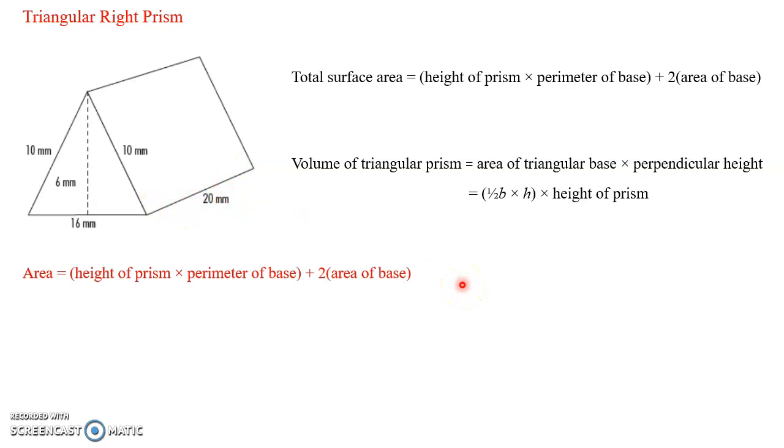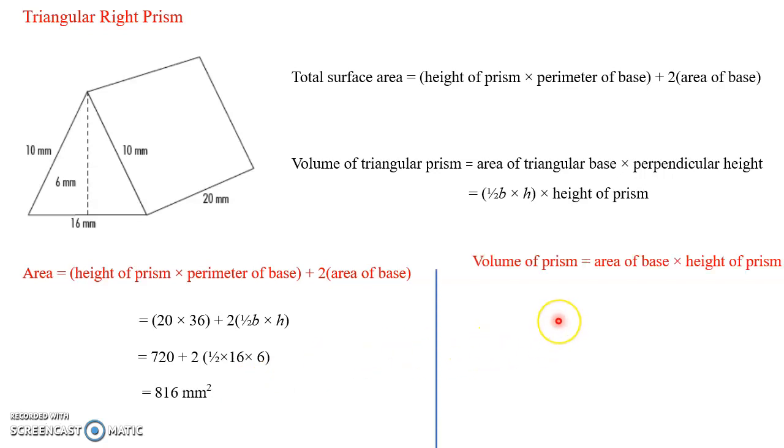If I need to calculate the area, it's the height of the prism multiplied by the perimeter of the base. I know the height of the prism is 20. The perimeter of the base, where do I get this 36 from? This 36 is 10 plus 10 plus 16. Plus 2 times the area of the base. It's a triangle, so it's half base multiplied by height. I know what the base is, 16, and I know this height is the height of this triangle. So it is half 16 multiplied by 6. Again, simple calculator work, and you end up with an area of 816 millimeters squared.